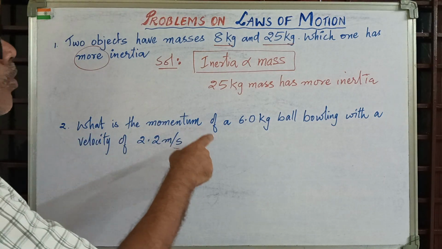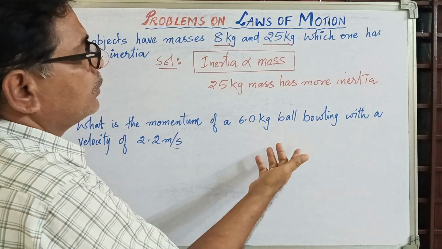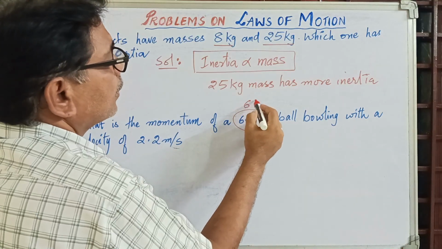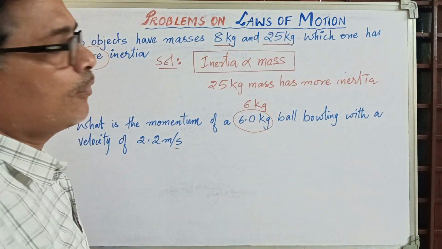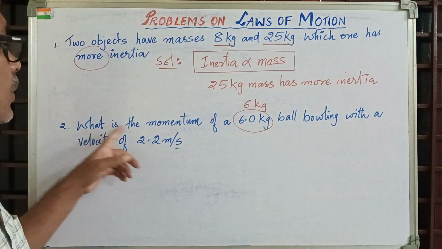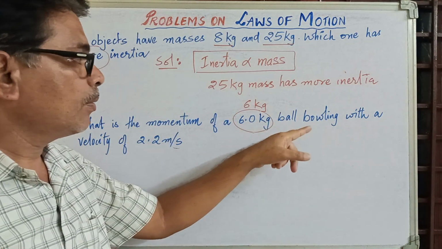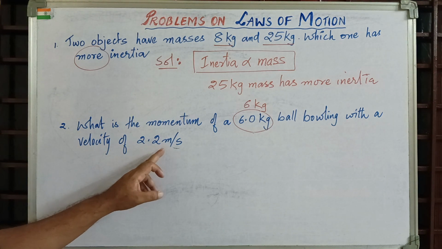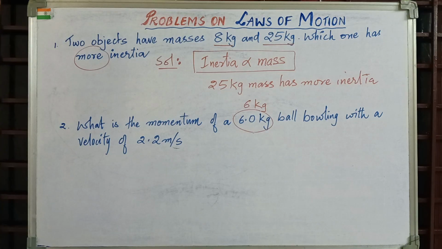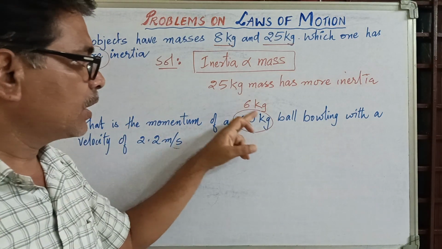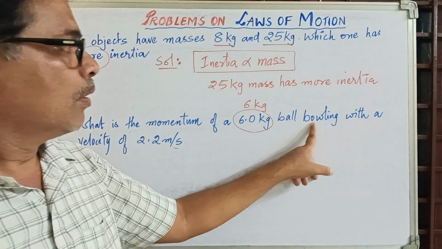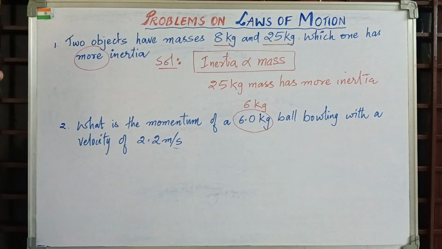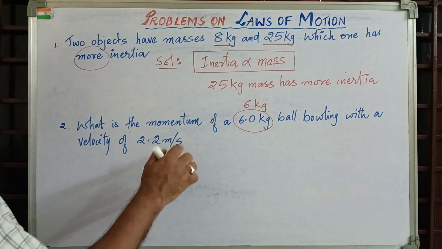The next question, second question on the board: what is the momentum of a 6.0 kg? You need not worry about 6.0, it is nothing but 6 kg. Make all these things ready for solving the problem. So what is the momentum of a 6 kg ball bowled with a velocity of 2.2 meter per second? A ball of mass 6 kg, bowling is done with a velocity of 2.2 meter per second.